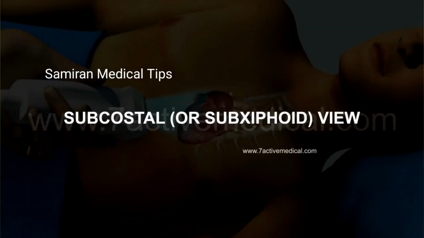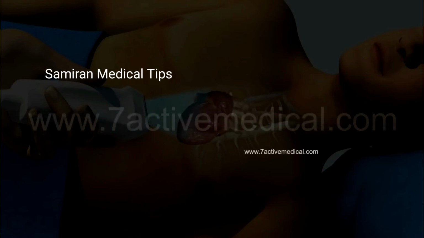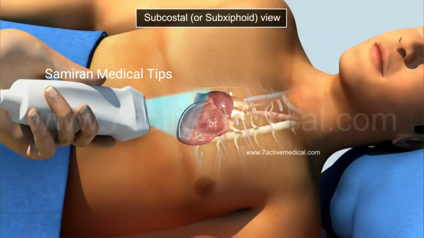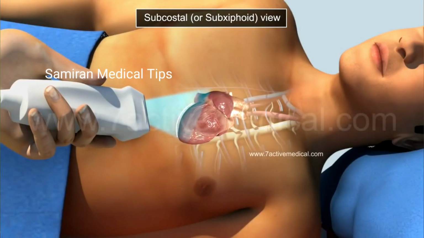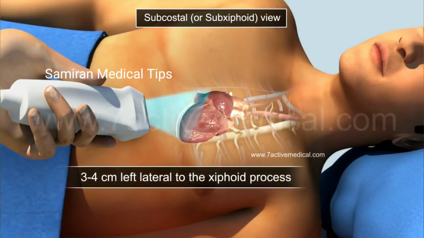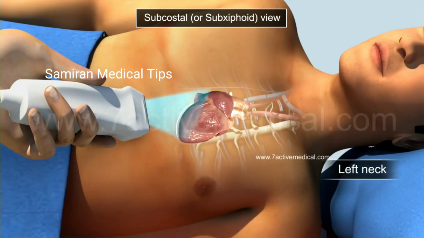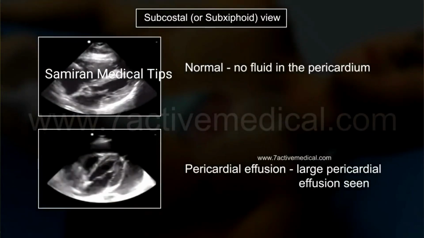4. Subcostal or subxiphoid view is used to visualize a pericardial effusion. The heart is visualized via the liver by placing the probe 3 to 4 centimeters left lateral to the xiphoid process and pointed to the left neck. A pericardial effusion can be visualized this way by using the liver as an acoustic window.